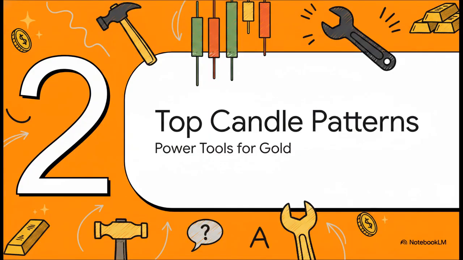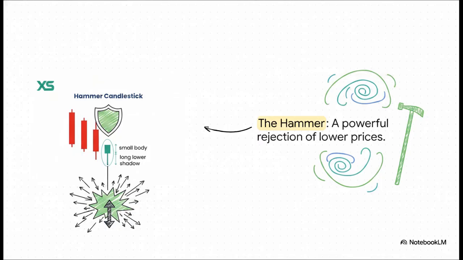Moving right along to Section 2, the top candlestick patterns, the power tools for gold traders. Think of individual candles as the letters of the market's alphabet. These highly reliable patterns, they're the actual words that should command our attention. Take one of the absolute most famous patterns out there, the hammer or the bullish pin bar. Check out the specific visual cues here. Notice how it has this super long lower wick, usually at least twice the length of the body itself, and just a tiny little real body sitting near the top.